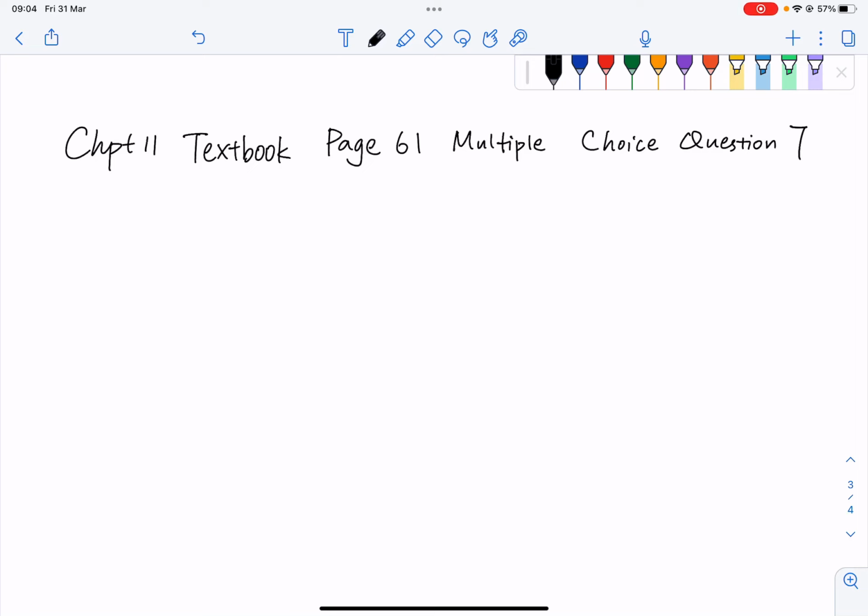Alright, turn to page 61. Let's take a look at question 7 here. So we have 4 metals: W, X, Y, and Z, right? Let's take a look at the first sentence. W can only be extracted from electrolysis.